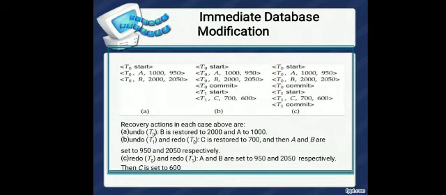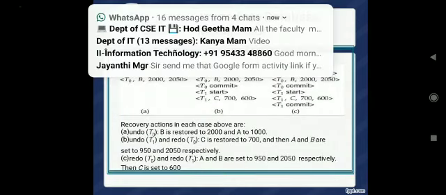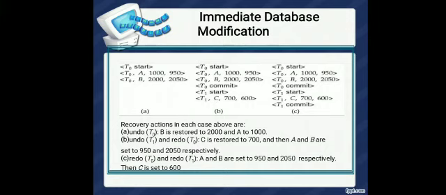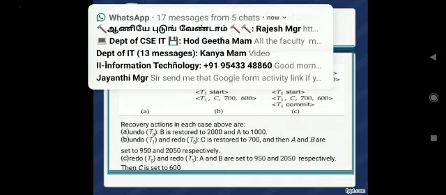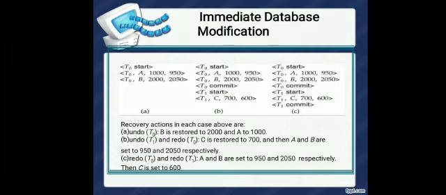So coming to the example, the same example. Already in our database we have two accounts. One is A, value is 1000. Another account B, value is 2000. So the transaction: first read of A, A equals A minus 50, write of A, read of B, B equals B plus 50, write of B. After the write of A, the value is 950. After the write of B, the value is 2050.